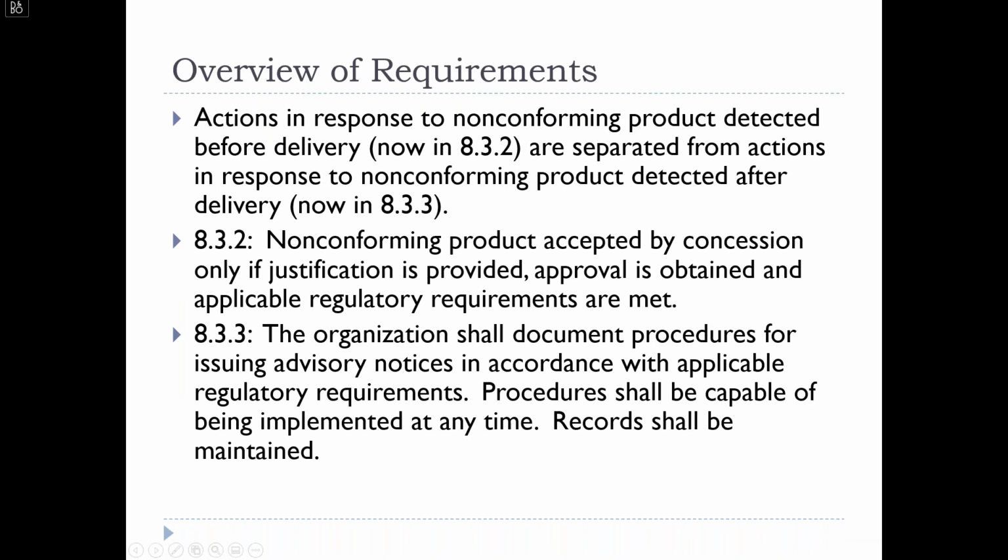So a change between ISO 13485:2003 versus 2016 is there's a separation in response to non-conforming product detected before delivery. It's now in 8.3.2, separated from actions in response to non-conforming product detected after delivery. It's in 8.3.3. Non-conforming product accepted by concession can be done so only if justification is provided, approval is obtained, and applicable regulatory requirements are met.